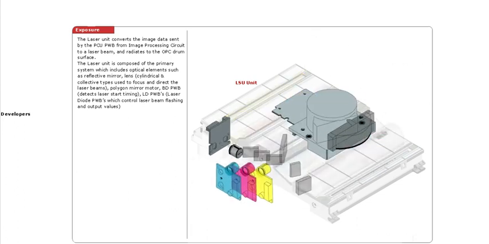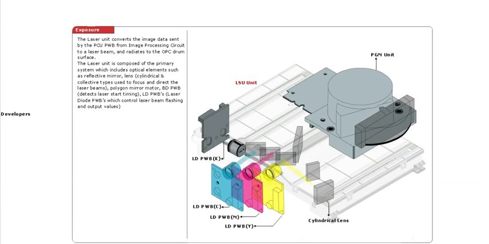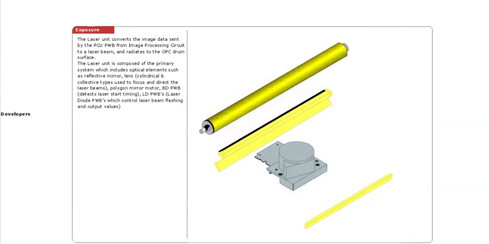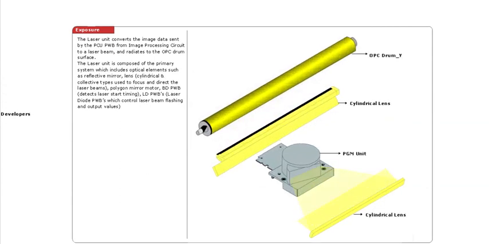The laser beam is directed towards the PGM unit with the help of the LD-PWBs and cylindrical lens. The laser beam from the PGM unit is then reflected onto the respective OPC drums with the help of the cylindrical lenses.